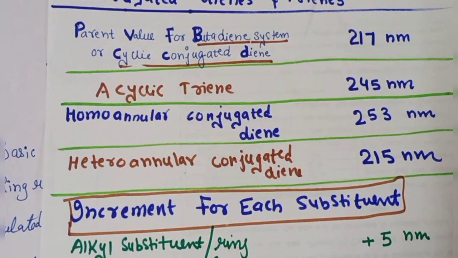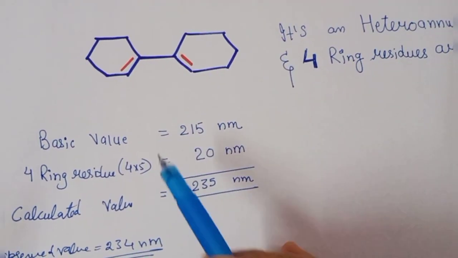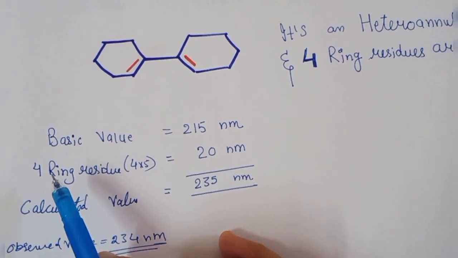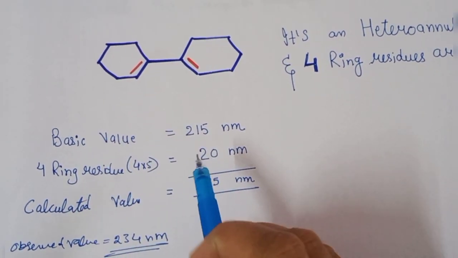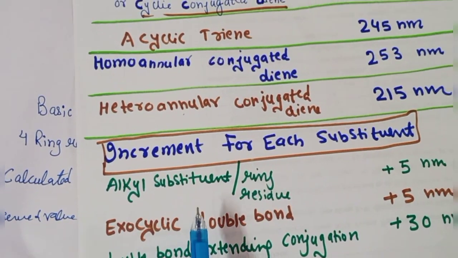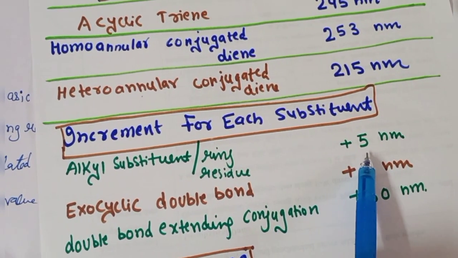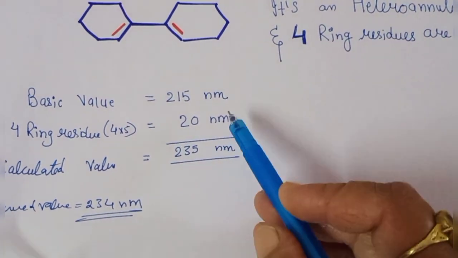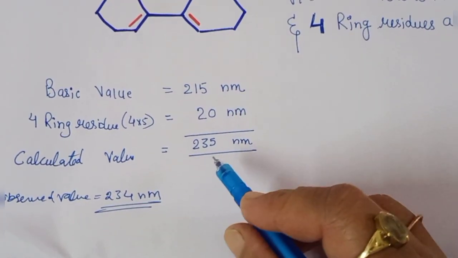So first what do we have to write? We have to write the basic value 215, and there are 4 ring residues. For each ring residue, the increment is +5. So for 4 it will be 20, and the answer will be 235.